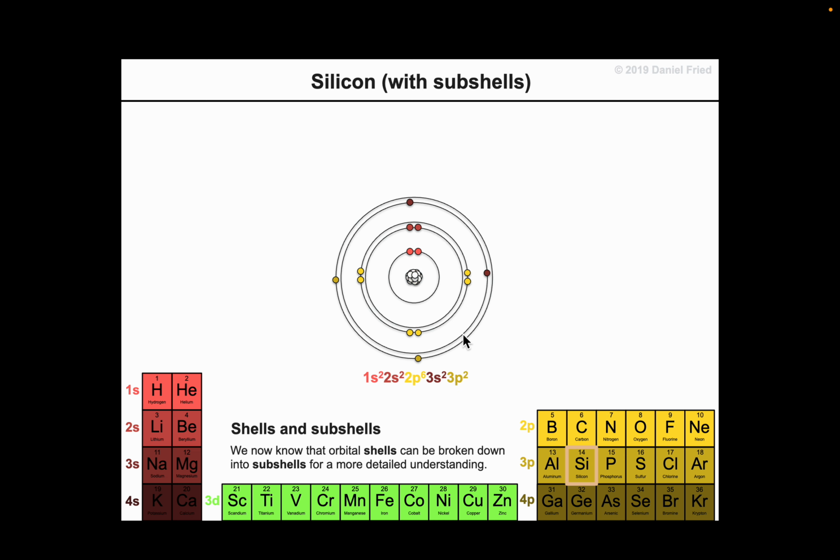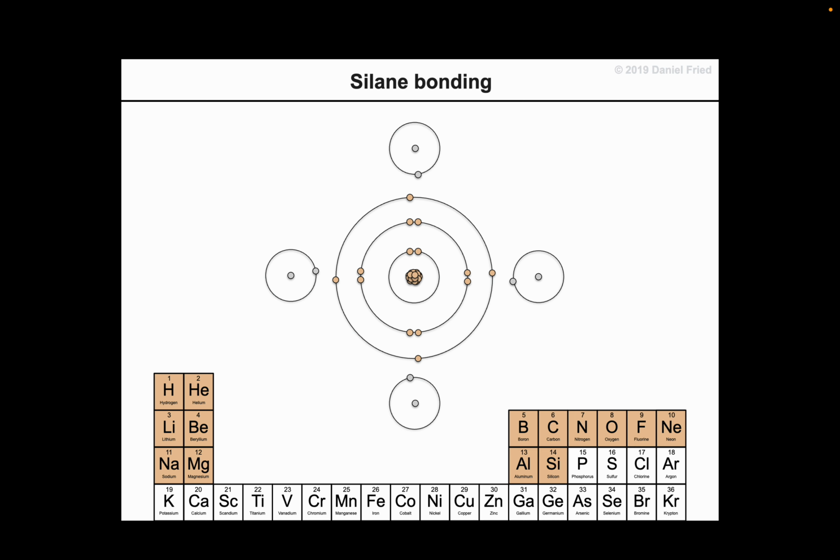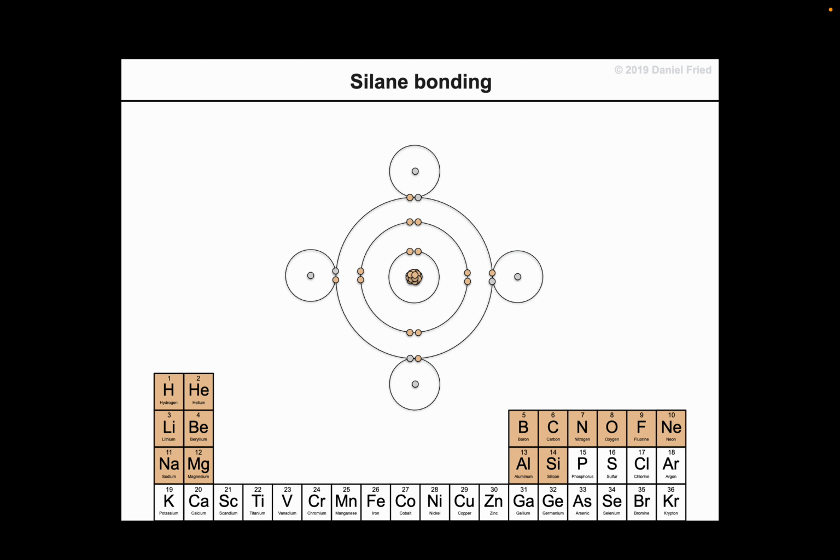This is the silicon with the subshells, so don't forget to check out that electron configuration episode, which is episode 12, the previous one. We now know that orbital shells can be broken down into subshells for a more detailed understanding. This is the simplified version. Aluminum, silicon, 2, 3, 4 in its outer shell. And if we add hydrogens, this basically looks like methane with the argon configuration.